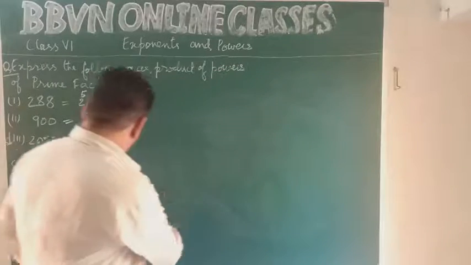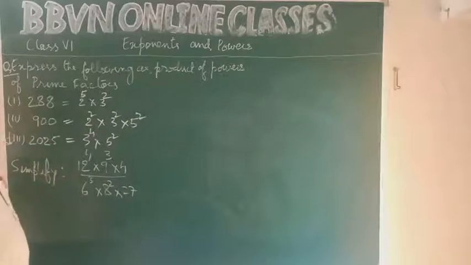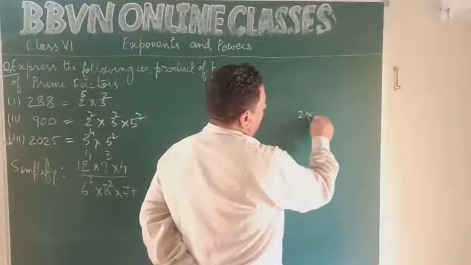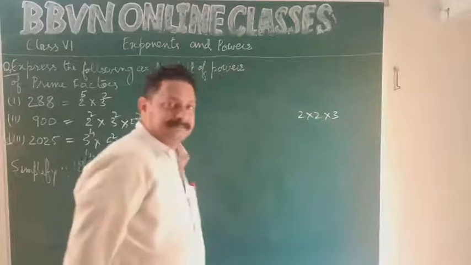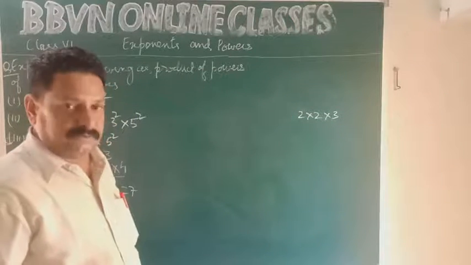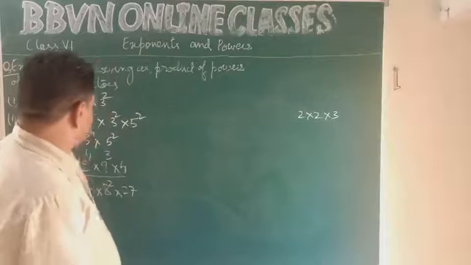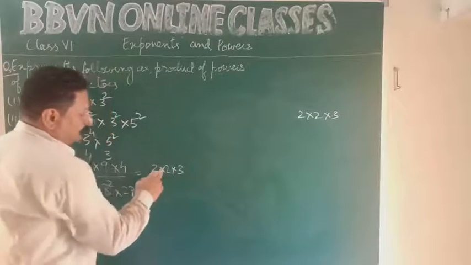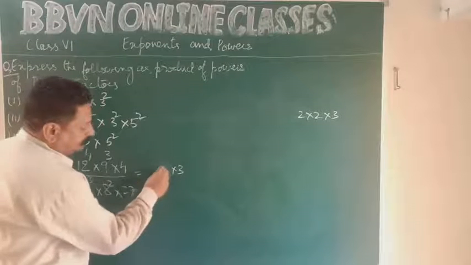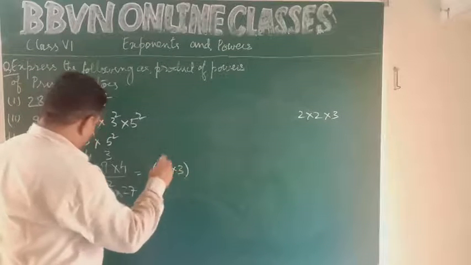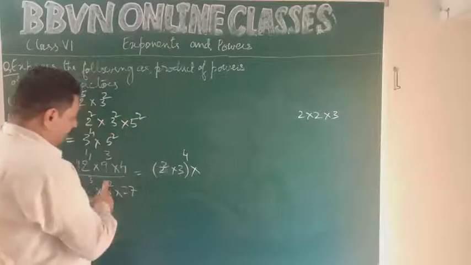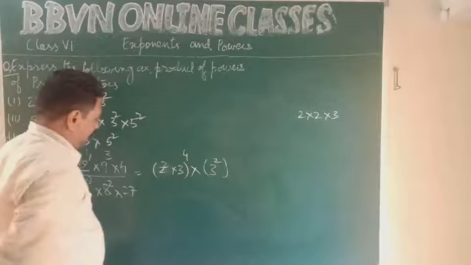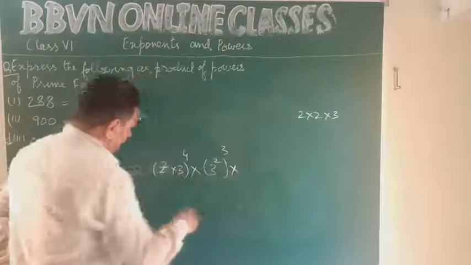Let's come to another question. 12 to the power 4. How can we write 12? 12 is 2 into 2, 4 into 3. This is 12. What does it have? To the power 4, 2 into 2 into 3. So 2 into 2 means 2 square, whole to the power 4, multiplied by 9 to the power 3. What is 9? 3 square, whole to the power 3.